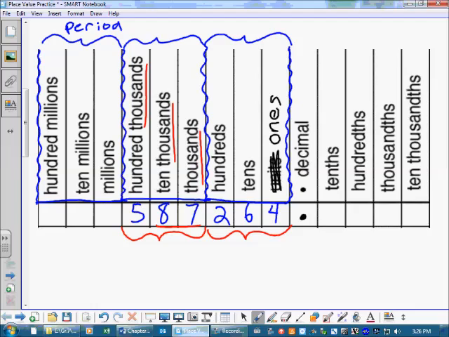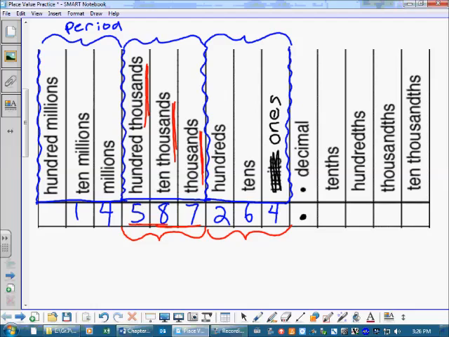Now, let's just use the same number here. Again, we're going to start with this group of 3 right here, and we just read this number. So that's 587. And then what group are we in? We're in the 1,000 group. So 587,264. Okay, let's make it a little bigger.